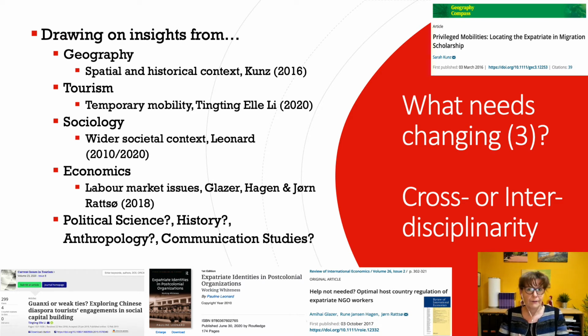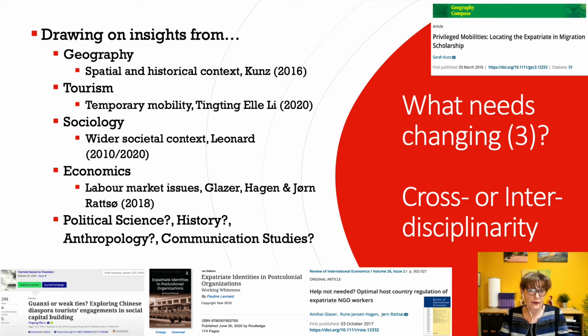And then earlier we talked about the length of expatriation. So if we're talking about temporary expatriation, why not draw from tourism as well? A former colleague of mine, Ting Ting Li, has looked at how diaspora tourists construct social capital. This is something that could be very useful for international mobility research as well.